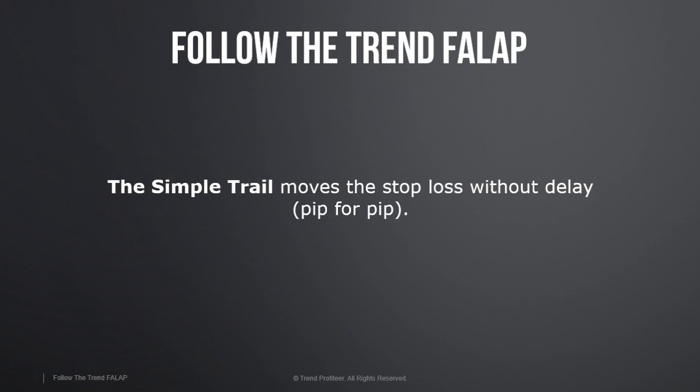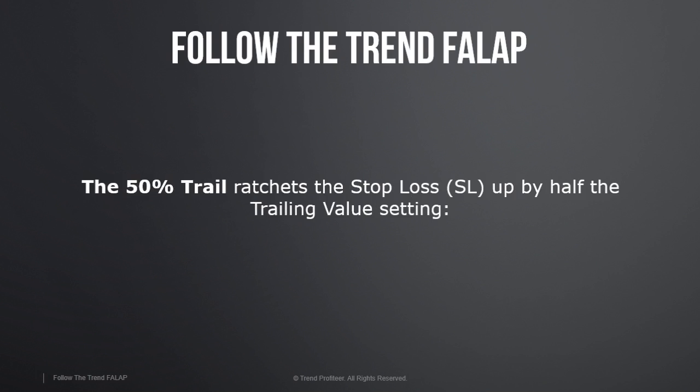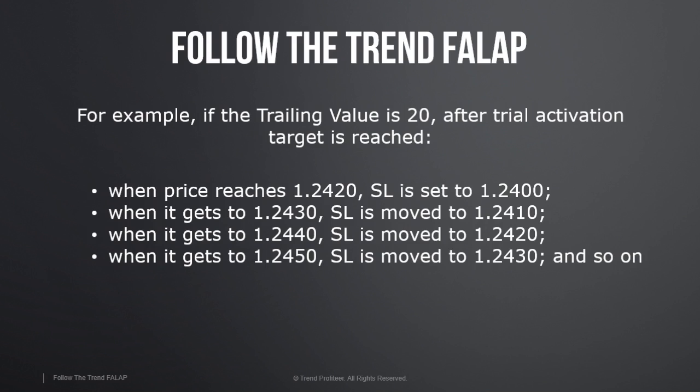And you can set the trail, how much it's trailing by, in your trade assistant as well. So for example, at 75 pips, it's going to trail the trade 20 pips behind the current price. Every time the price moves in your favor, it's going to move in line with that, pip for pip. The 50% trail ratchets the stop loss up by half the trailing value setting.